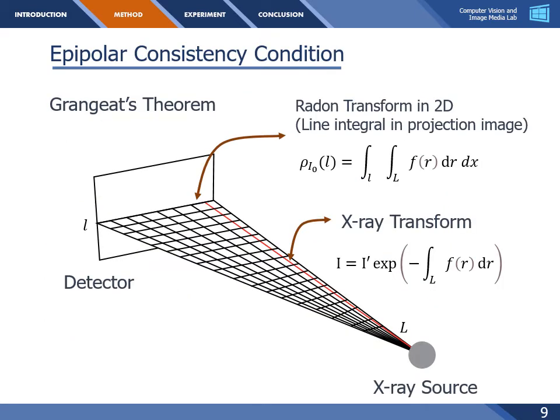The epipolar consistency condition is based on Grangeat's theorem. To explain it, consider a simple X-ray imaging system with an X-ray source and a detector. Here, f of r is the attenuation of the object. A ray from source to detector obeys Beer-Lambert's law. Therefore, a line integral along a line in the detector would result in a double integral over the attenuation.